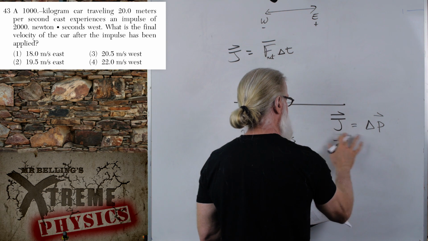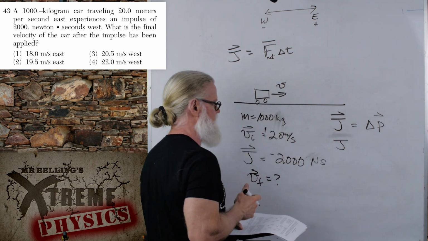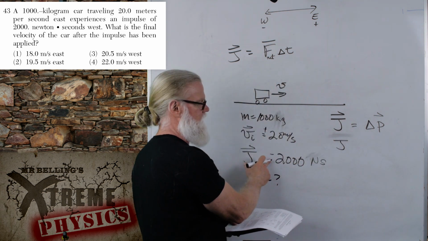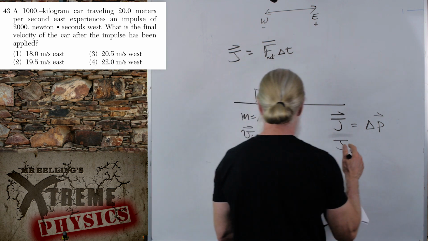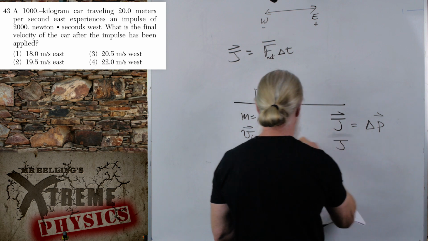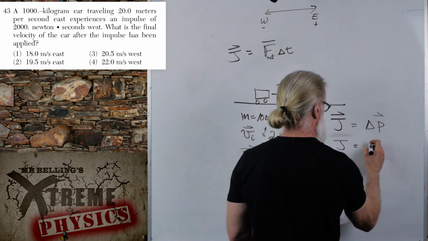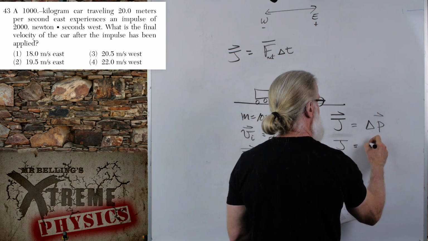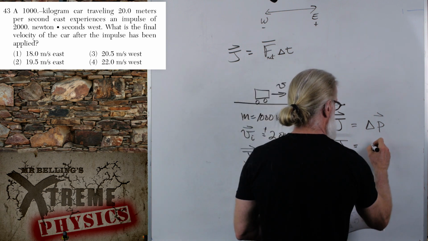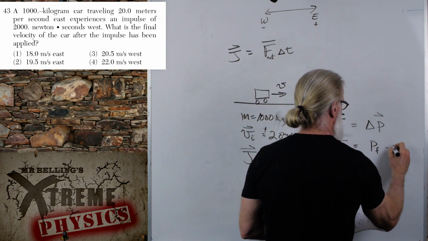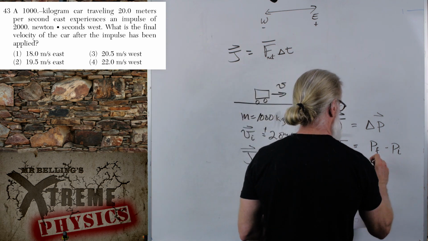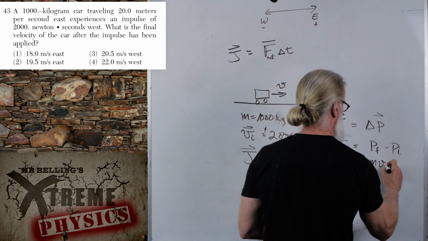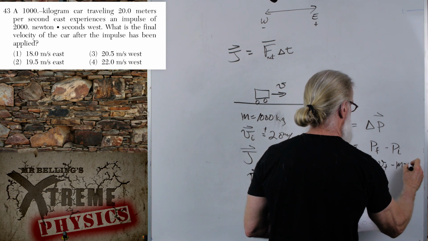And we're going to use scalar operations. Now this is vector, but we're going to use the negative as a proxy for the vector, and we're actually going to use a scalar operation. We're going to use plus and minus to take into account the vectorness of things. All right, so this is P final minus P initial is delta P. But what is P? P is MV final minus MV initial.